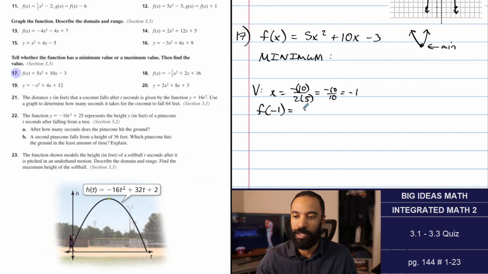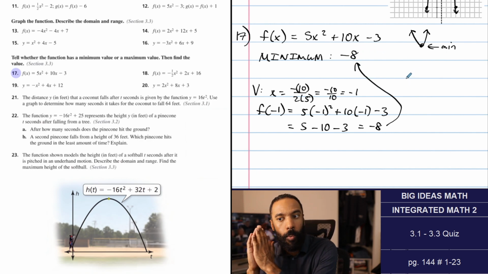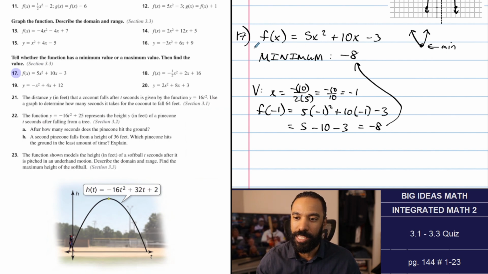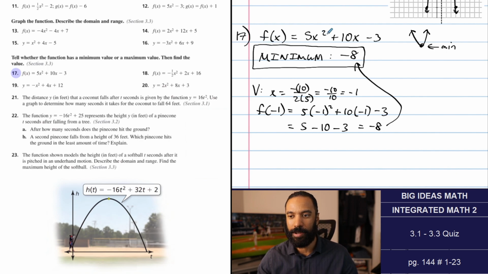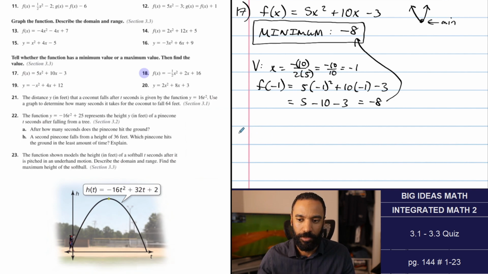F of negative 1 is 5 times negative 1 quantity squared plus 10 times negative 1 minus 3. Negative 1 squared is 1 times 5 is 5. Minus 10 is negative 5. Minus 3 is negative 8. So we have a minimum of negative 8. That's the vertex y portion of the value. That is the answer there. Again, the vertex is at negative 1, negative 8. The minimum is at negative 8. We proceed forward. Unless they pose some challenging problems with the fractions and such, which this might be, we'll see how it goes.